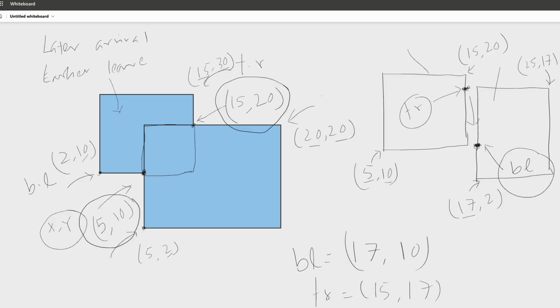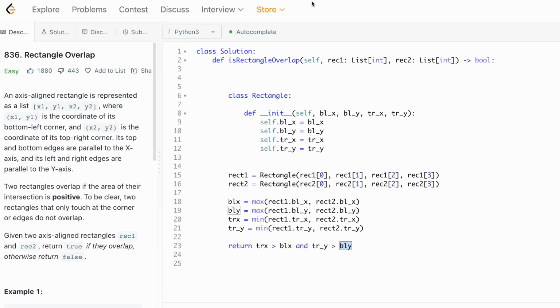This is like this: this is the bottom left x and this is the top right x. The top right x must be on the right side of the bottom left x. Again, the top right y must be bigger than the bottom left y in order for the area to be positive. This is our logic. If this holds, then we can say that these two rectangles overlap each other.